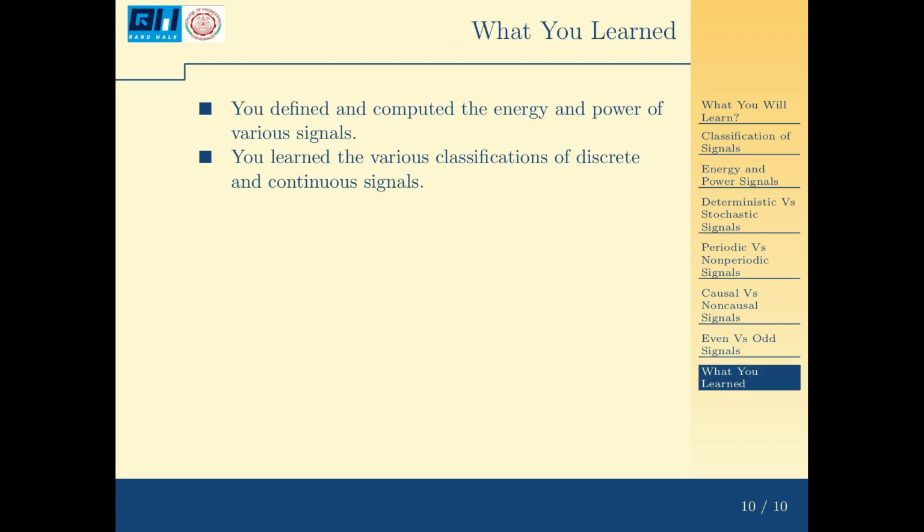Now coming to the end, summary of understanding. In this video you defined and computed the energy and power of both discrete time and continuous time signals. So we have seen the broad classification, energy signals and power signals. If the energy of a signal is finite, then it's an energy signal. If the power is finite, it's a power signal. We have seen that most of the periodic signals are power signals, while finite duration signals and exponentially decaying signals are all energy signals.